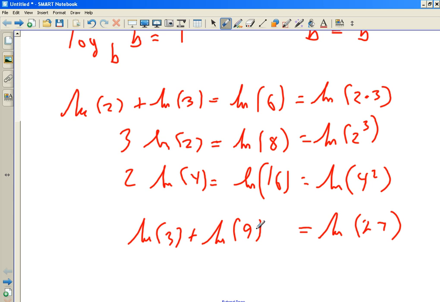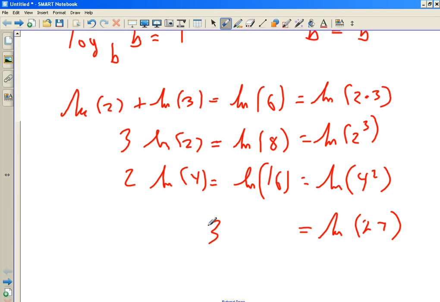So that's 3 squared. According to this rule, how do you ln, or any log, by the way, 3 squared? How do you ln 2 cubed? 3 ln 2. How do you ln 4 squared? 2 ln 4. How do you ln 3 squared? Nobody knows? 2 ln 3. Well, if I have 2 ln 3s and 1 ln 3, what's that? 3 ln 3. I could write it that way too.